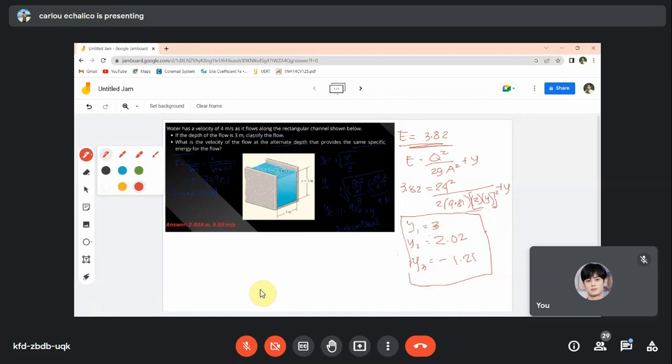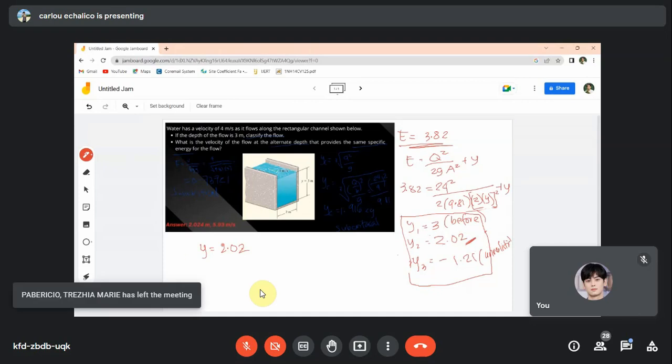As you remember, this 3 is from before. And for this one, we got negative 1.21. This is very unrealistic, because the depth is negative. Therefore, our answer is 2.02, which is the alternate depth, besides the 3. Okay? So what is asked now is, what is the velocity of flow?